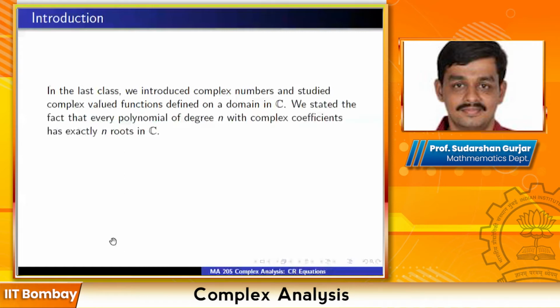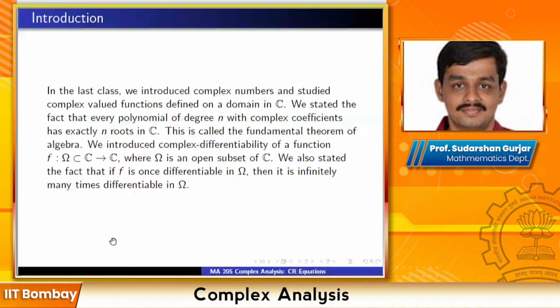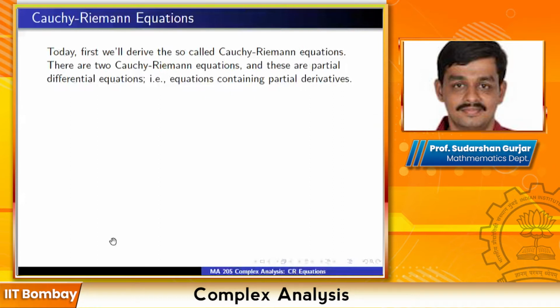And we stated the fact that every polynomial of degree n with complex coefficients has exactly n roots in C. It's called the fundamental theorem of algebra. Then we introduced the complex differentiability of a function from omega to C, where omega is an open subset of C. We also stated the fact that if f is once differentiable in omega, it is infinitely many times differentiable in omega. That was all content of last time.